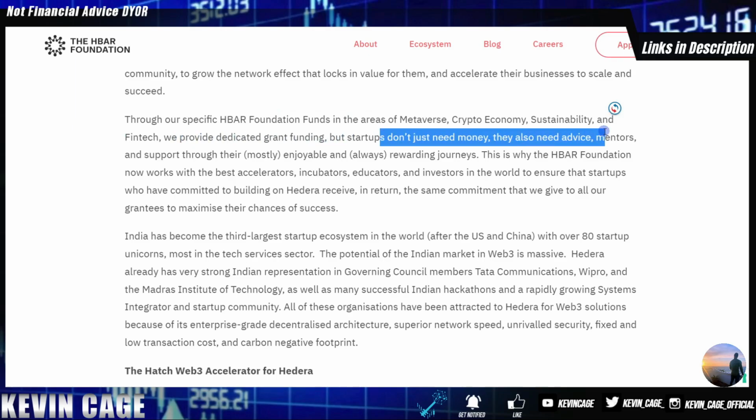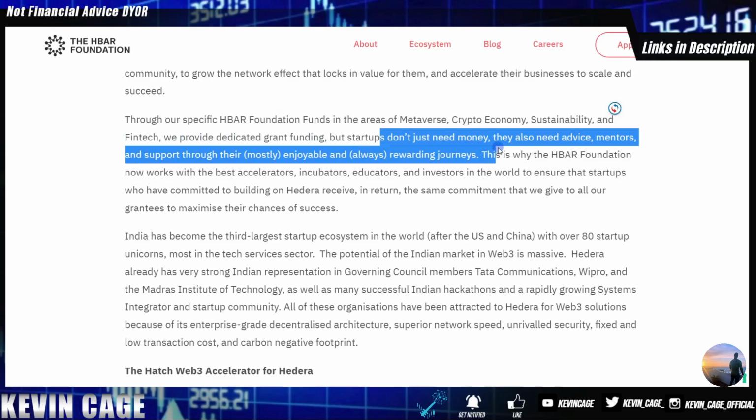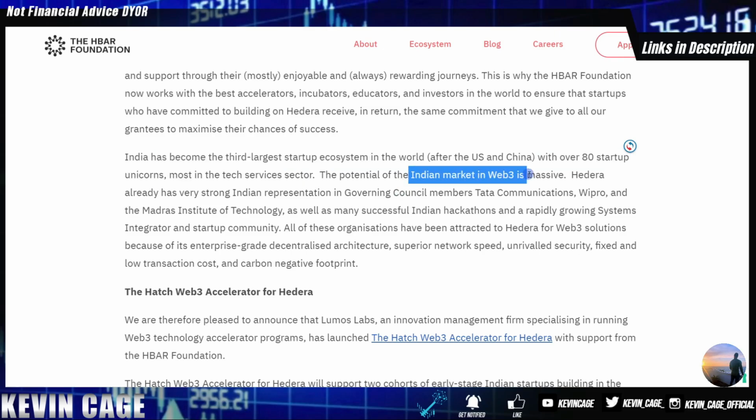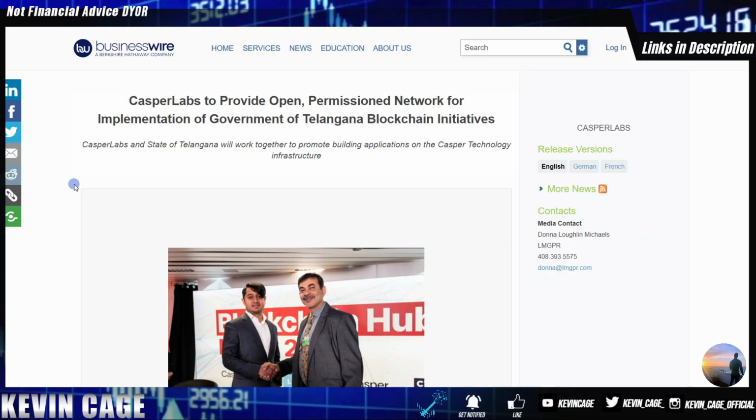Startups don't need just money, they need advice, consulting, blah, blah, blah. India has become the 3rd largest startup ecosystem in the world after the US and China. So the potential of Indian markets in Web3 is massive. And speaking of India, we have Casper Labs, chosen to provide an open permission network for implementation of the government of Telangana in India for blockchain initiatives.